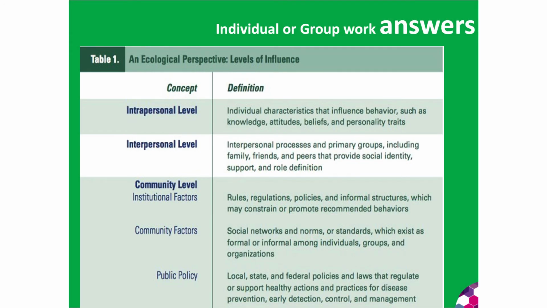So the intrapersonal level are the individual characteristics that influence behavior, such as knowledge, attitudes, beliefs, and personality traits. The interpersonal level are the processes and primary groups, including family, friends, and peers, that provide social identity, support, and role definition.